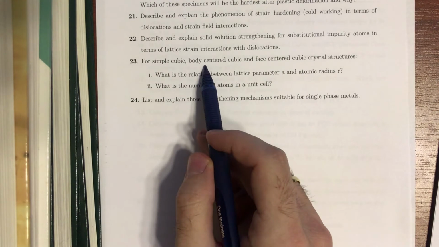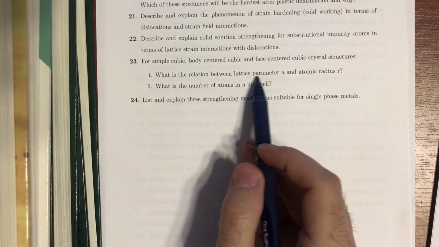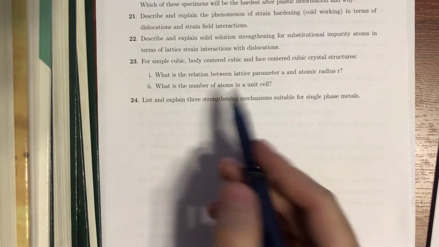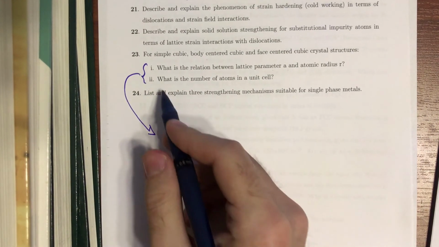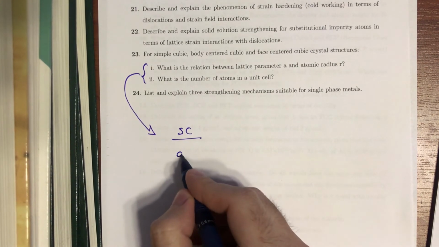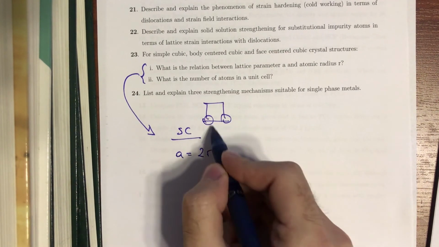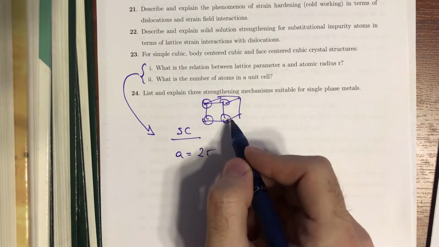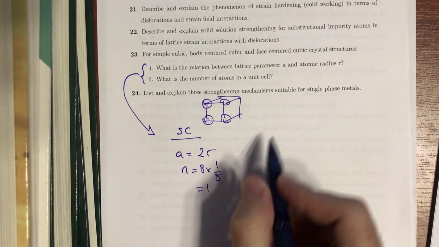So that kind of explains question 21. For simple cubic, body-centered cubic and face-centered cubic crystal structures, what is the relation between lattice parameter a and atomic radius R? What is the number of atoms in a unit cell? Many times we have shown these relations. For simple cubic, the lattice parameter is 2R, since atoms are touching along the edge of the unit cell. And number of atoms is 8 times 1 over 8, which is 1.